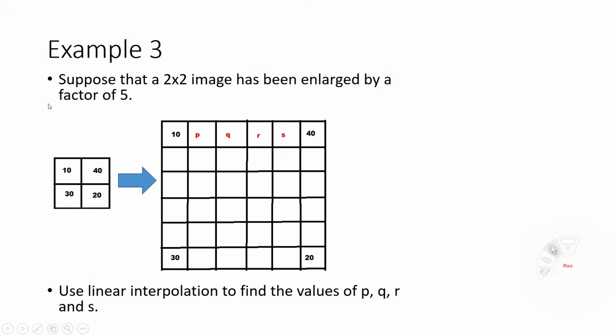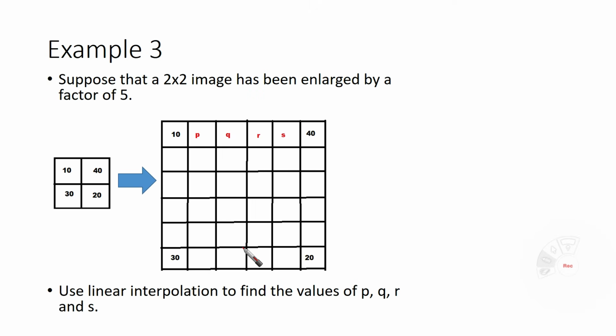Problem 3 is that the same image has been enlarged. Now we'll have to find the values of P, Q, R and S. So you see that it is intuitive now. So how can we do that? We will use the same concept of linear interpolation that we did.